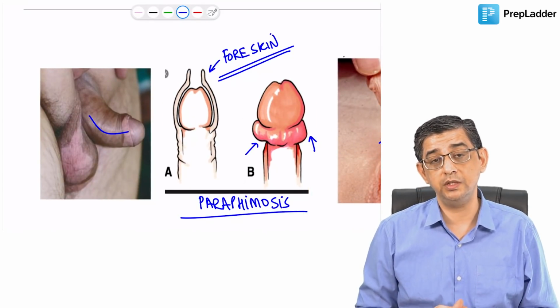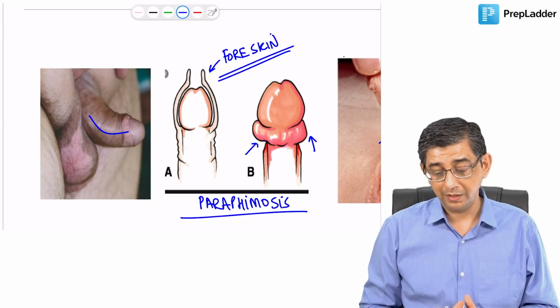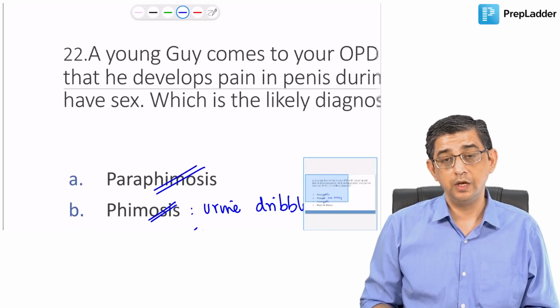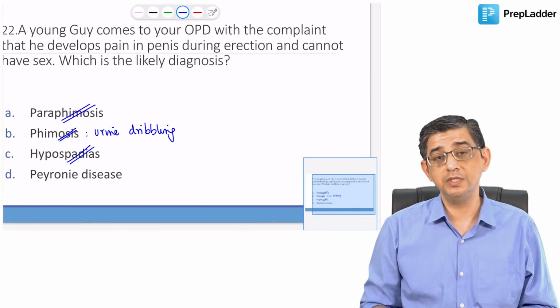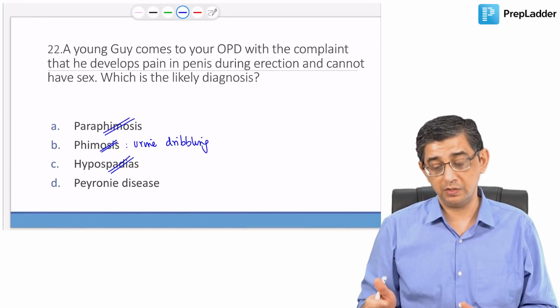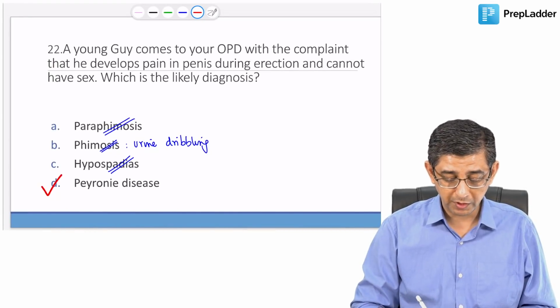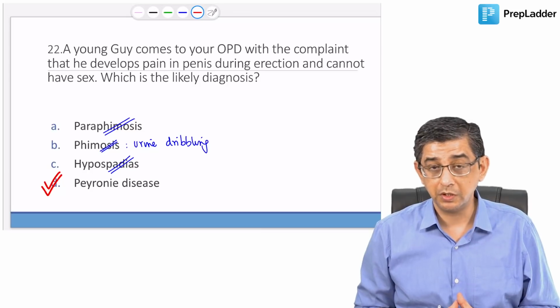There is a calcification occurring in the penis of this guy, that is called Peyronie's disease. Peyronie's disease always presents with these complaints that I've highlighted, so these patients will not be able to have normal sexual activity. The answer to this question is option number delta.